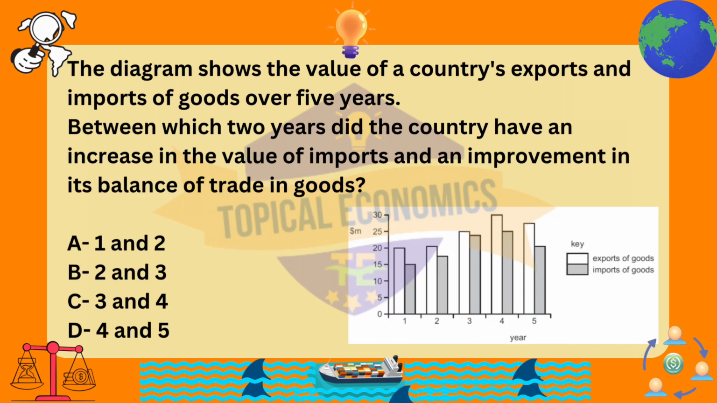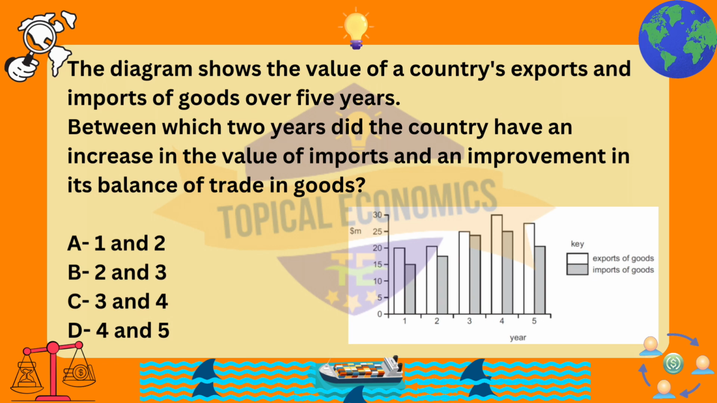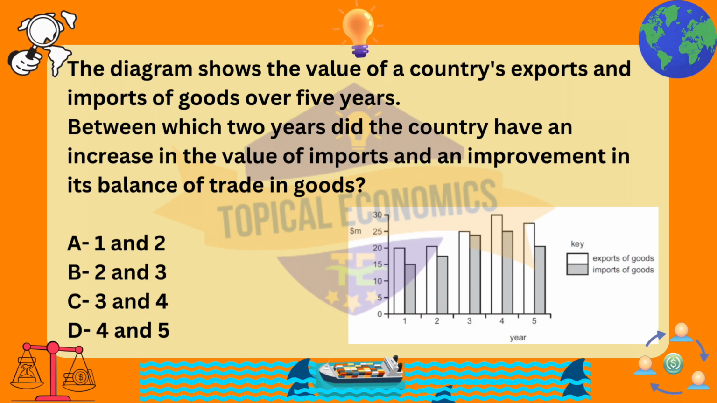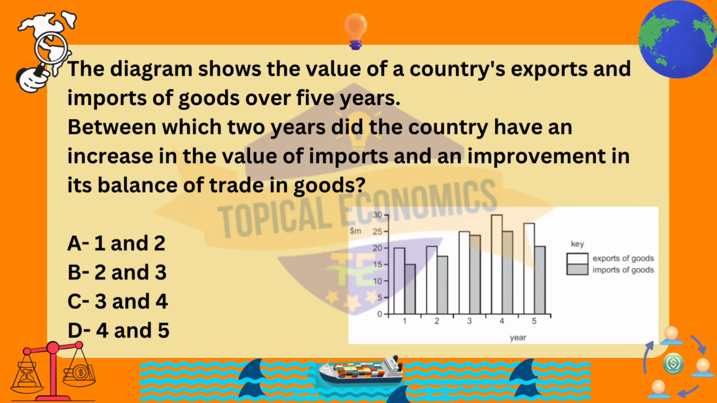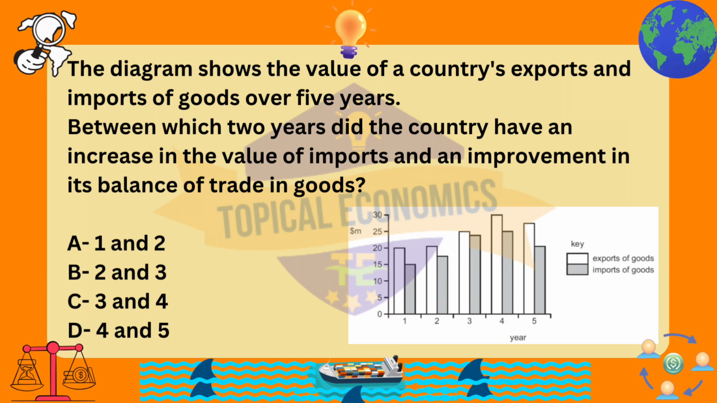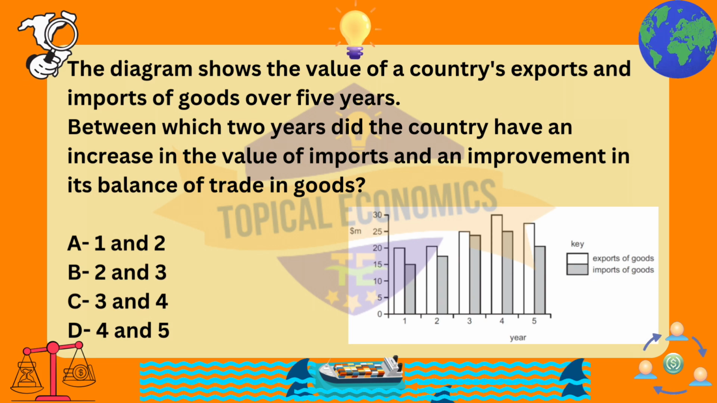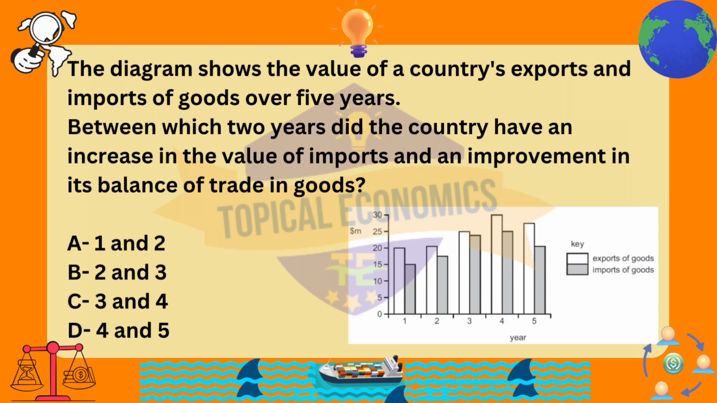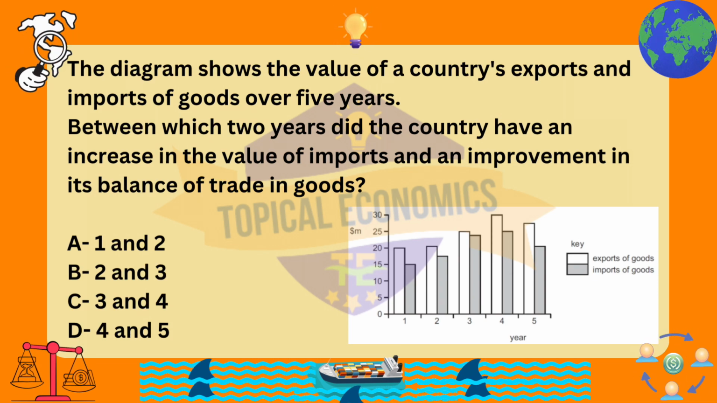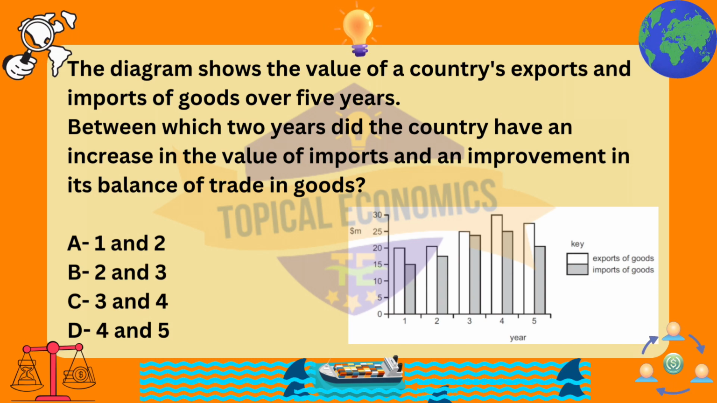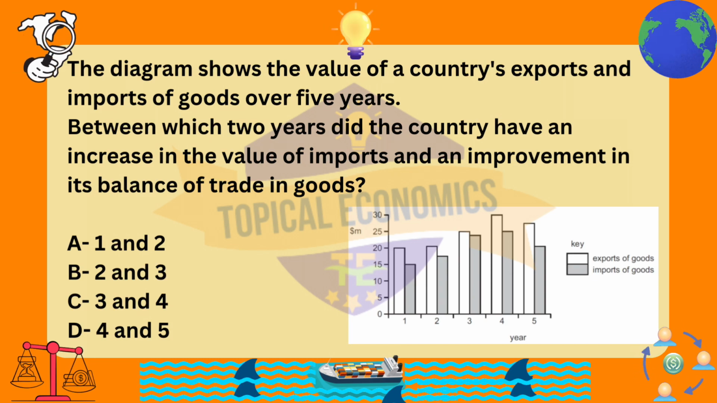The diagram shows the value of a country's exports and imports of goods over 5 years. Between which 2 years did the country have an increase in the value of imports and an improvement in its balance of trade in goods? A. 1 and 2. B. 2 and 3. C. 3 and 4. D. 4 and 5. Reference, 2020 October, November version 1.